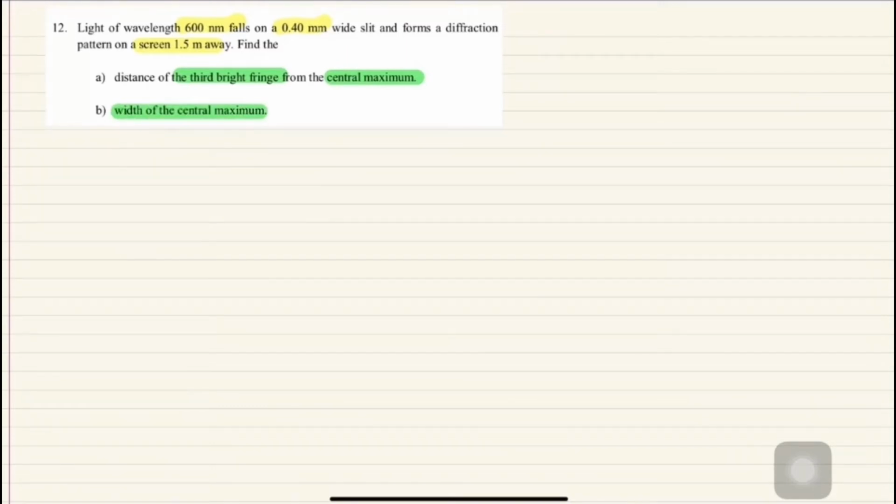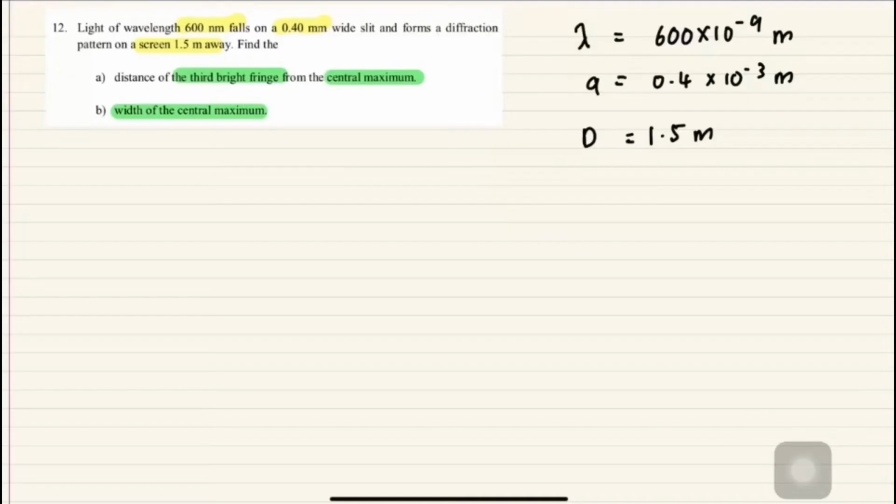Okay. First of all, you have to take out the information. What does 600 nanometer represent? Lambda. Yes, very good. The 0.4 millimeter? A. A, yes. And then the screen distance 1.5? Capital D. Yes, capital D. Okay, earlier you had capital D and small d, but now the small d becomes a, small a.